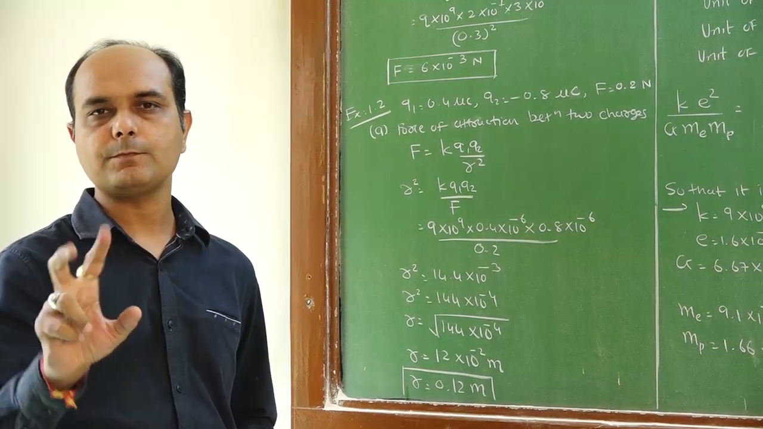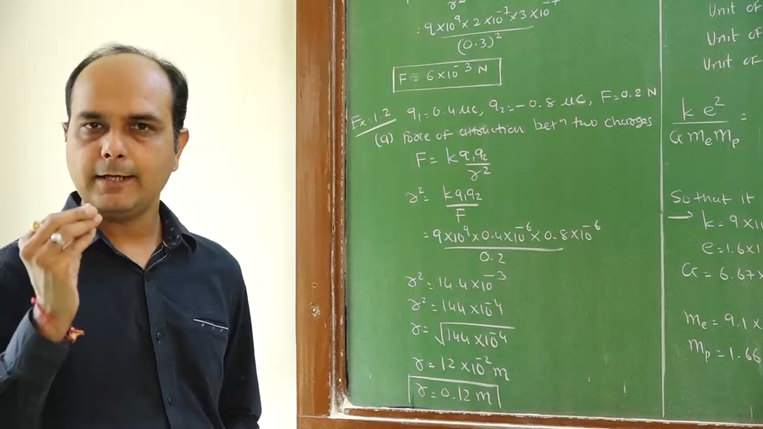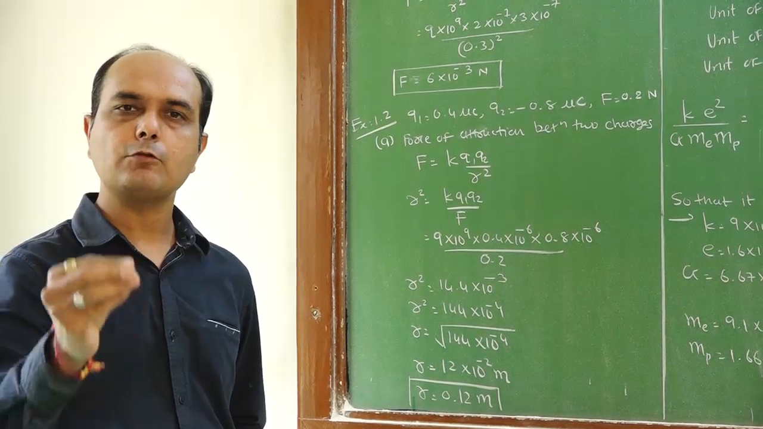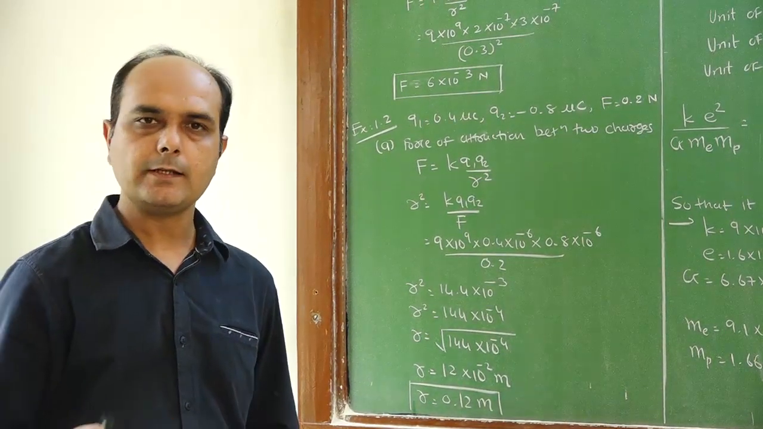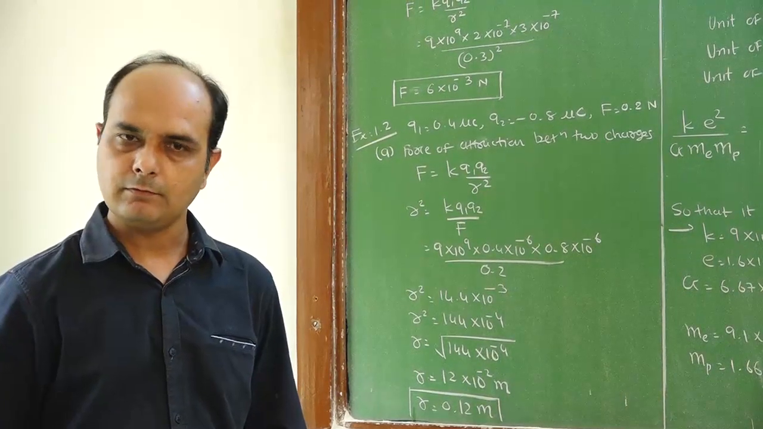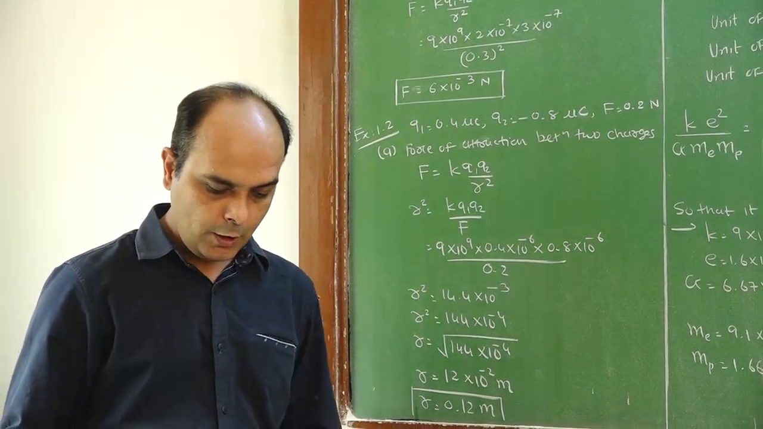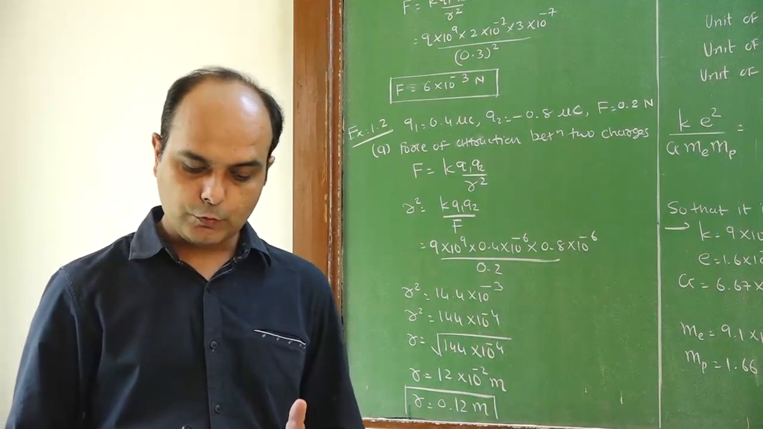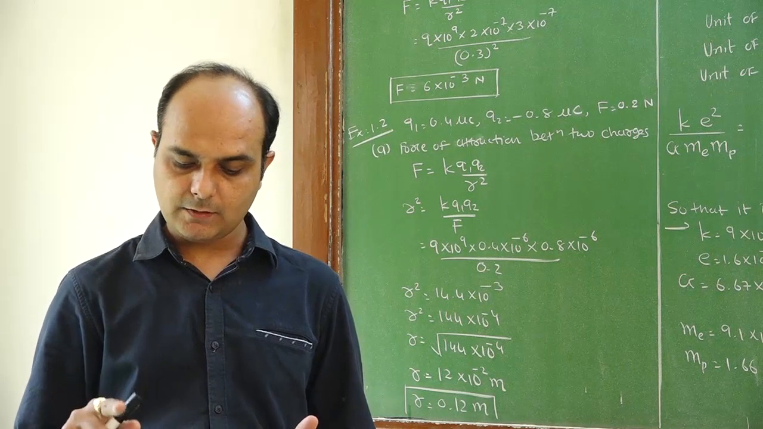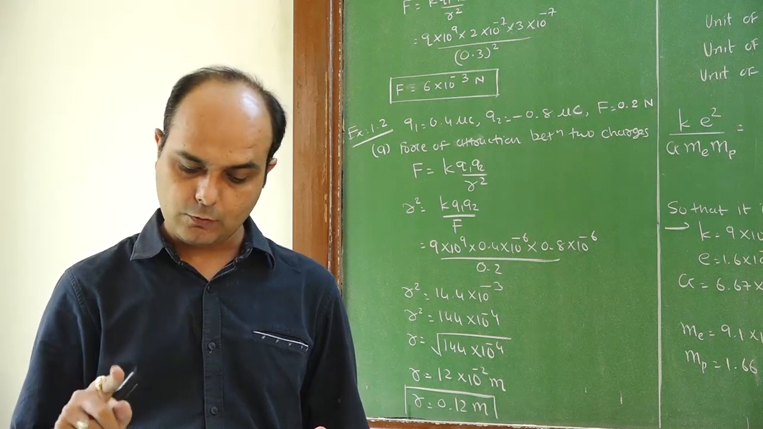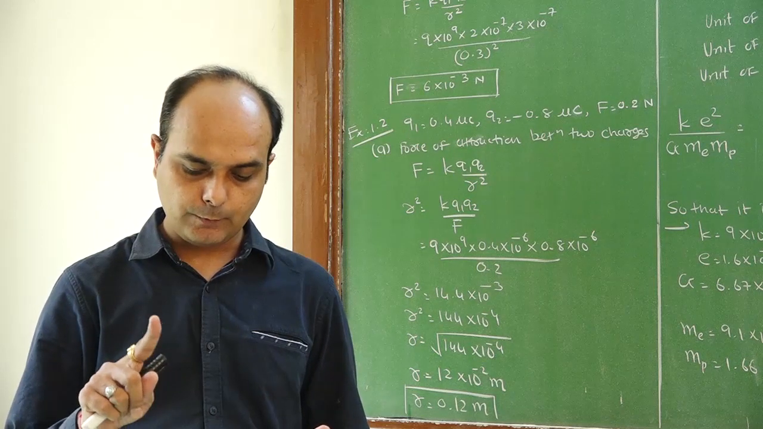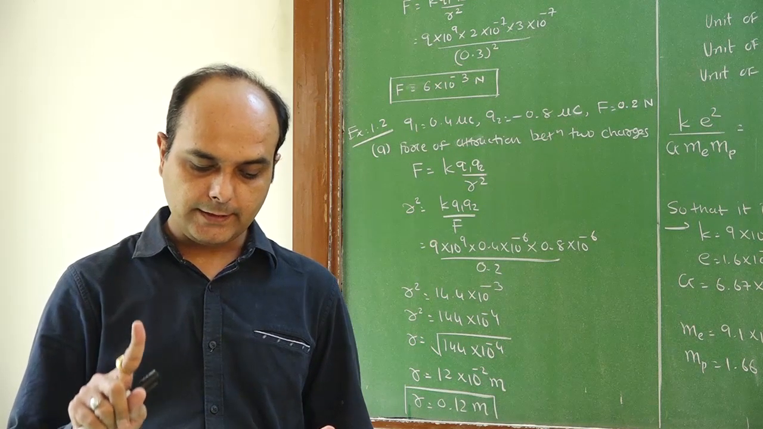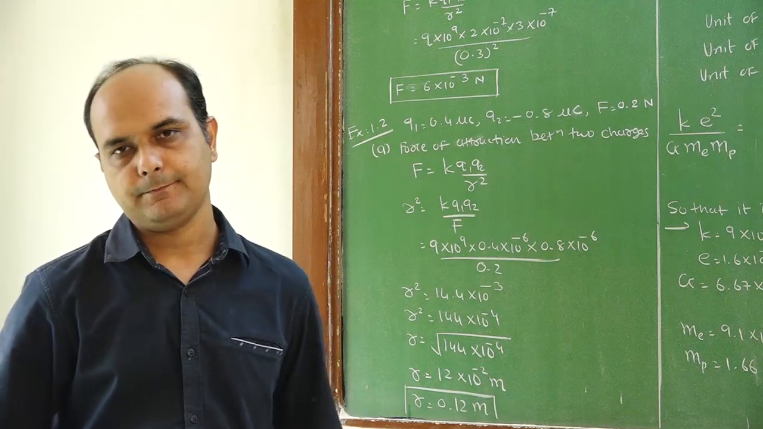Calculate the electrical force between the two charges. That electrical force can be calculated using Coulomb's law. Very simple: two charges are given and the separation between them is given. The question is like this. What is the force between two small charged spheres having charges of 2 into 10 raised to minus 7 coulomb and 3 into 10 raised to minus 7 coulomb, placed 30 centimeter apart in air?